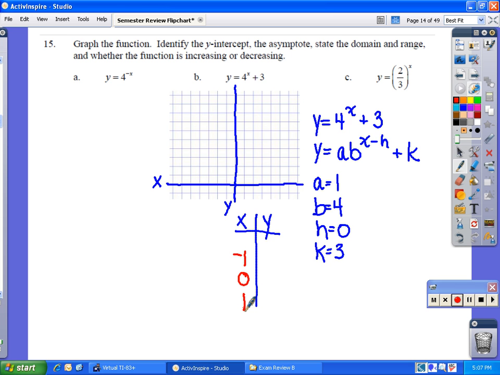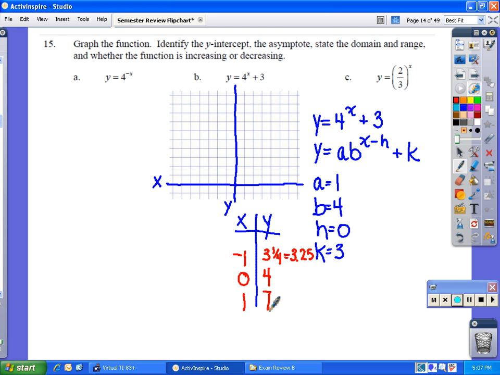Plugging in -1 for x, you get 4 to the -1, or 1 over 4, which is 1/4, plus 3. So 3 and 1/4, or 3.25. If you plug in 0, you get 4 to the 0 is equal to 1 plus 3 is 4. 4 to the first would be 4 plus 3 is 7.